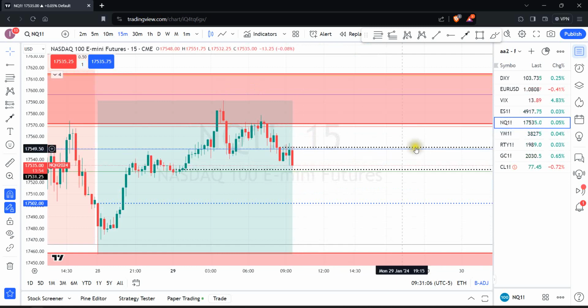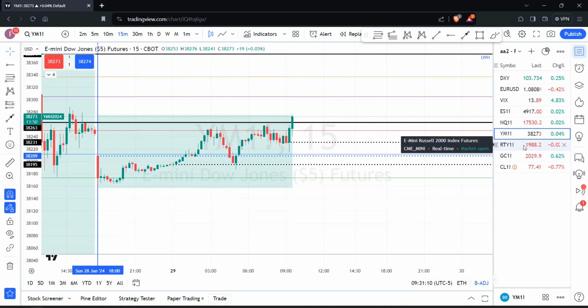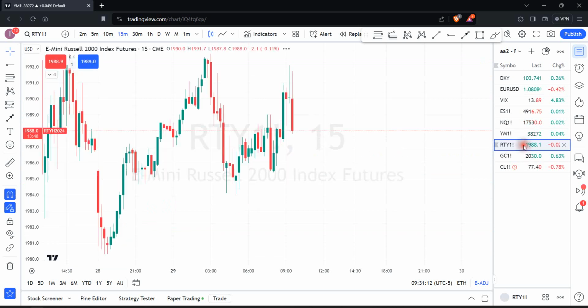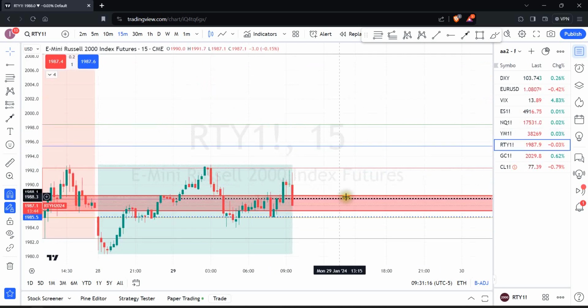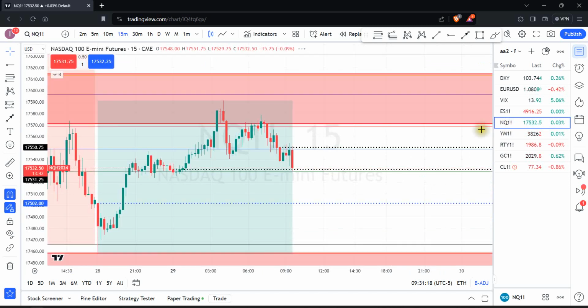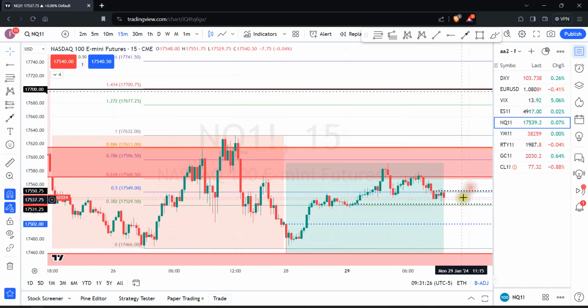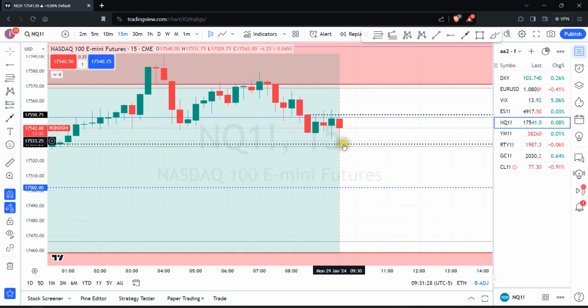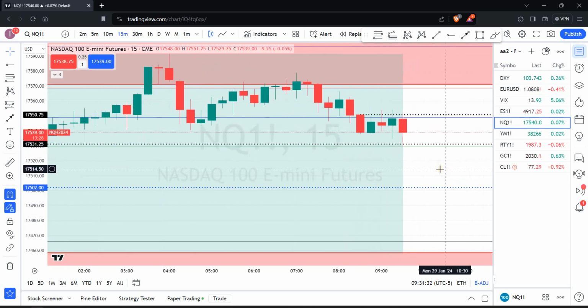See if we reverse here. Maybe we'll do that. This already looks a lot like chop, but we'll see. So we just focus here on the NQ. I'm trading the NQ here. Now we wait for this candle to close for the initial candle and then we'll decide what we do.